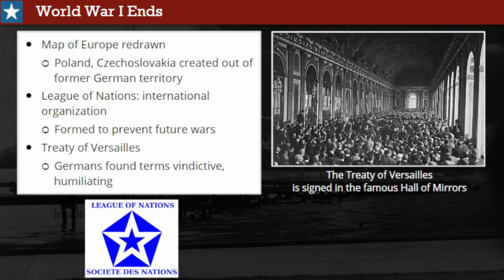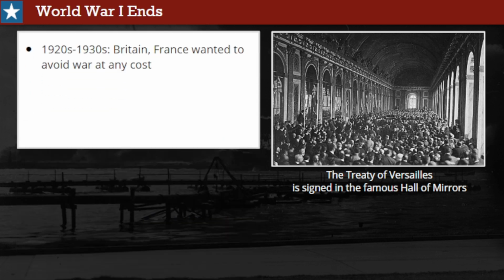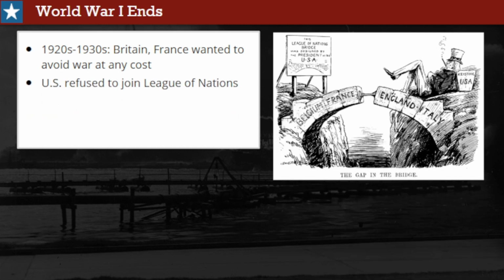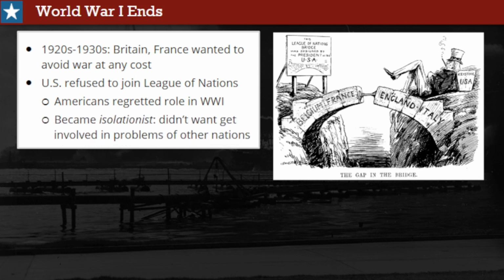Great Britain and France had both seen a generation of their young men dead or maimed. The result, leading into the 1920s and 30s, was a desire by those nations to avoid another war at almost any cost. The United States, for its part, refused to join the new League of Nations and deliberately stepped back from its new role as a world leader. Americans largely came to regret their nation's role in World War I and became increasingly isolationist. They didn't want to get involved in the problems of other nations.